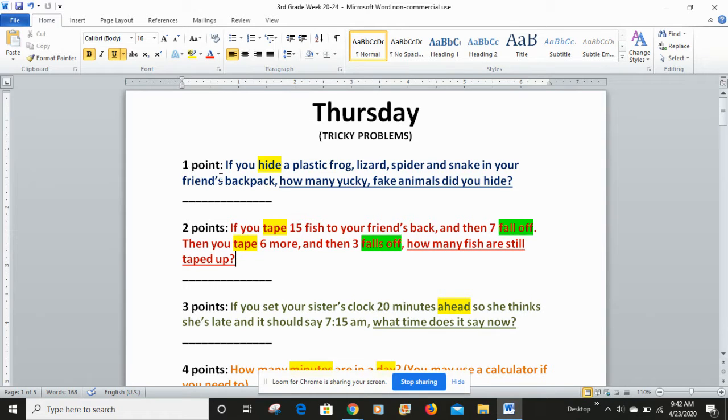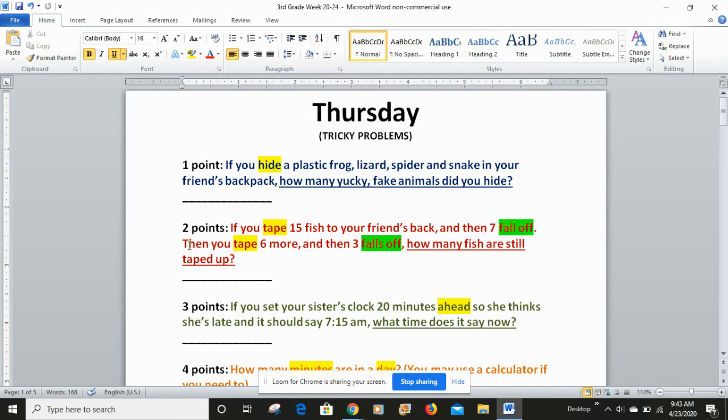So for the first question, 1 point. If you hide a plastic frog, lizard, spider, and a snake in your friend's backpack, how many yucky fake animals did you hide? So we underlined the question, and I highlighted the word hide, because if you're putting or hiding things into someone's backpack, when you're finished, are there more things in the backpack now than when you started? So that might give you a clue. Are you adding, subtracting, multiplying, or dividing?